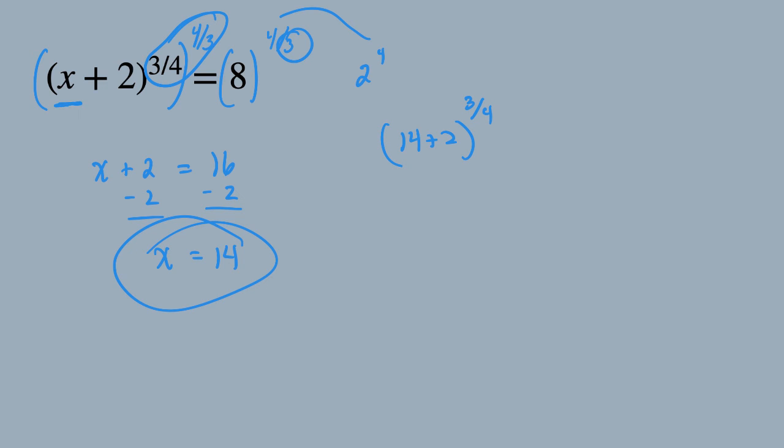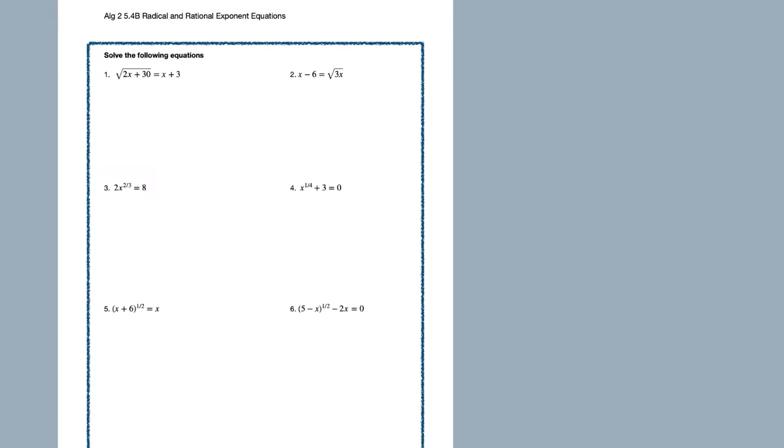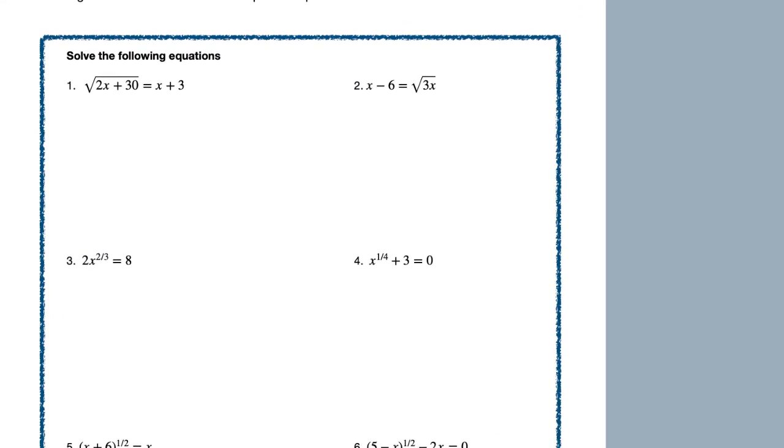So I've just substituted into the original equation up here. 16 to the 3/4. That's the 4th root of 16, which is 2. 2 times 2 times 2 times 2. And I have to cube that, and so it's 8. So the left side is 8. Does that equal the right side? Yes, it does, because the right side is 8. Therefore, x equals 14 is our solution. Not too bad.